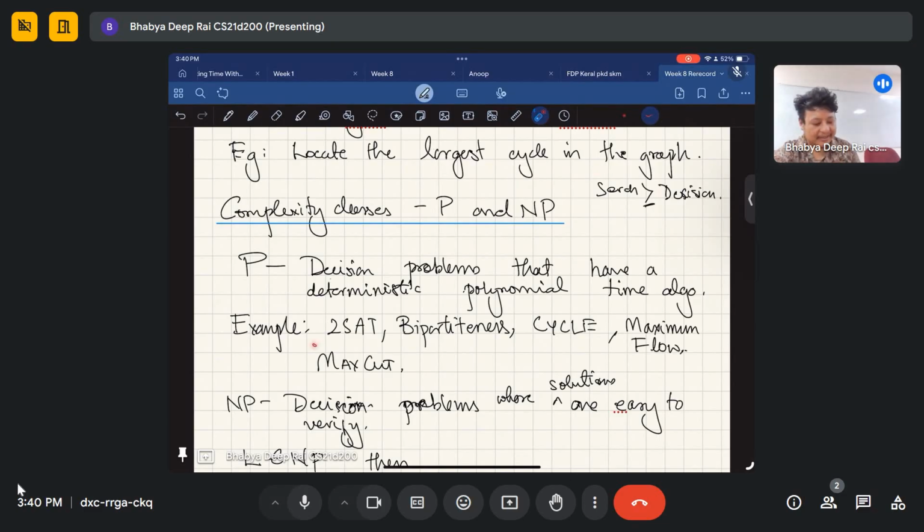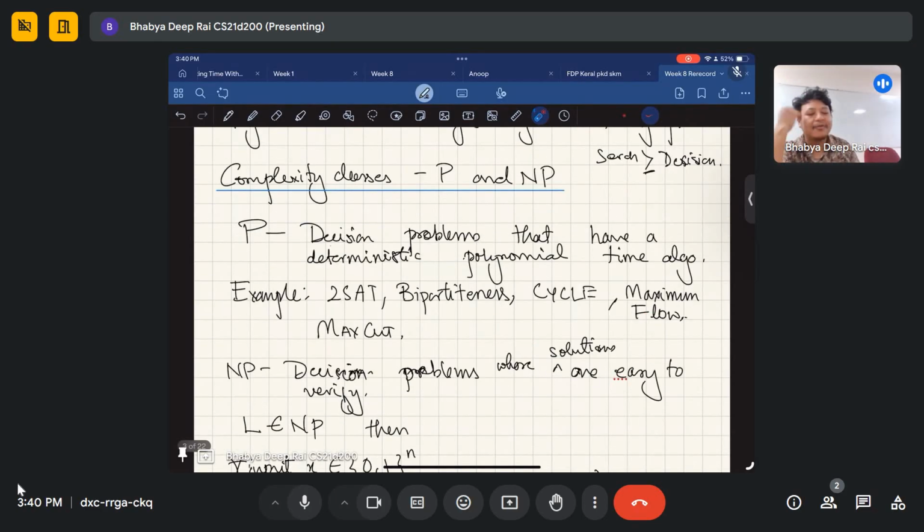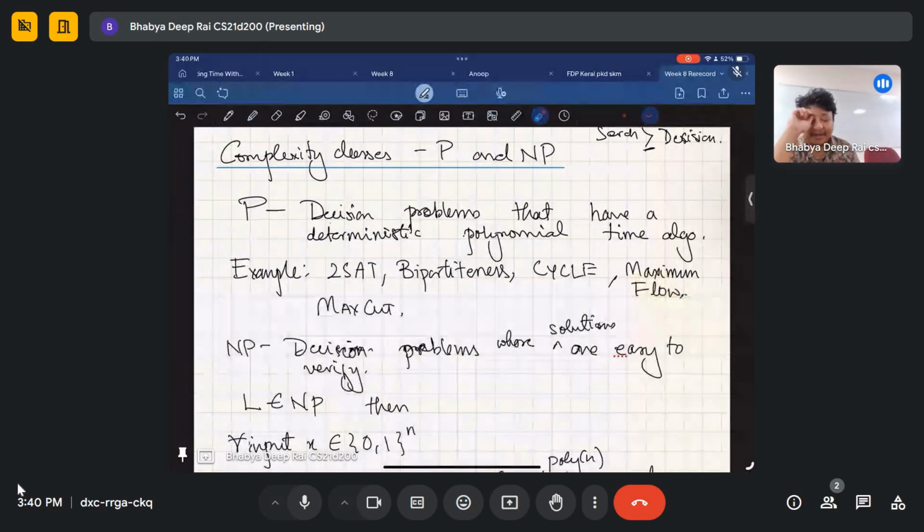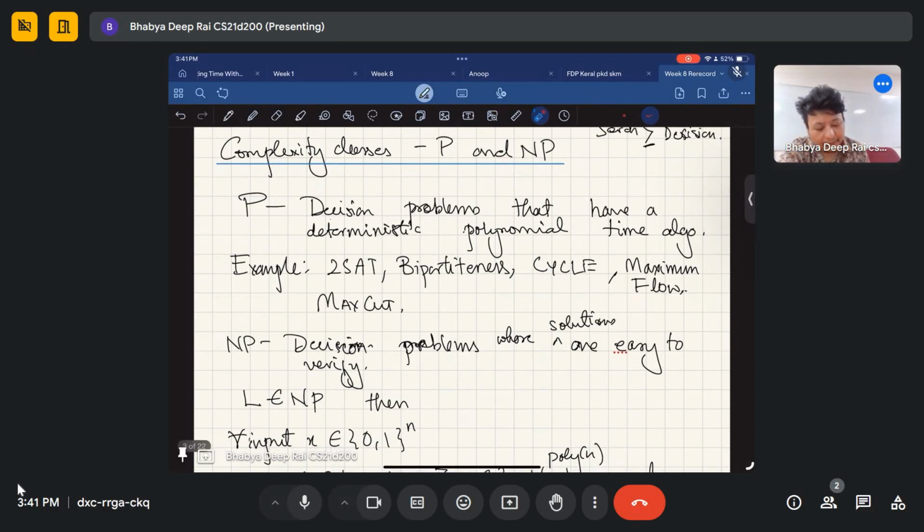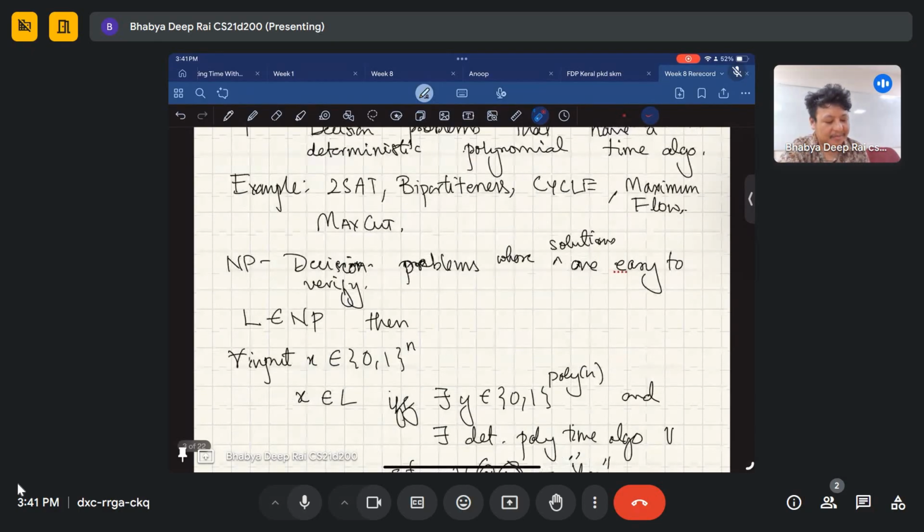For example, two-SAT, bipartiteness, cycle, maximum flow, maximum cut, and so on. Earlier in the course, for maximum flow, we had seen a polynomial time algorithm, which is the Edmonds-Karp algorithm. And for max cut, we could derive a polynomial time deterministic algorithm from the maximum flow algorithm itself. Okay. What is NP? Well, these are decision problems where solutions are easy to verify.